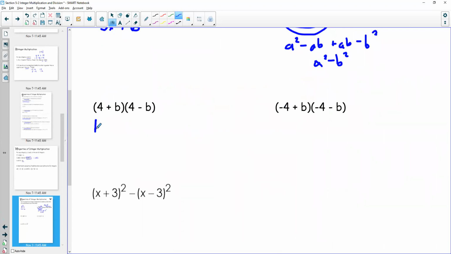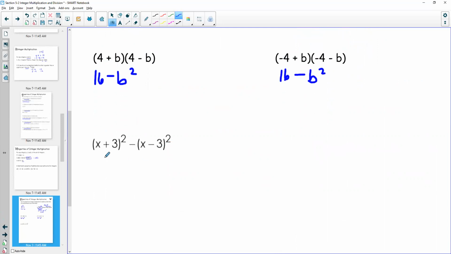For this one, you should get 16 minus b squared as your final answer. For this one over here, you actually get the same thing, right? 16 minus b squared, because negative 4 times negative 4 is still positive 16. And this guy is tricky. Remember that it is not ever okay to distribute an exponent like that. Oops, I need an eraser. Okay, so we don't do that like that.